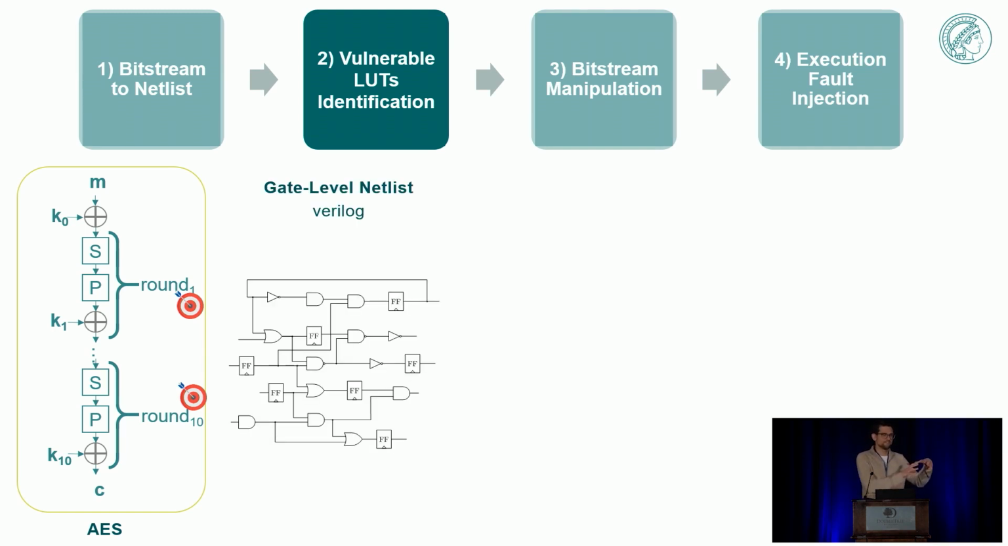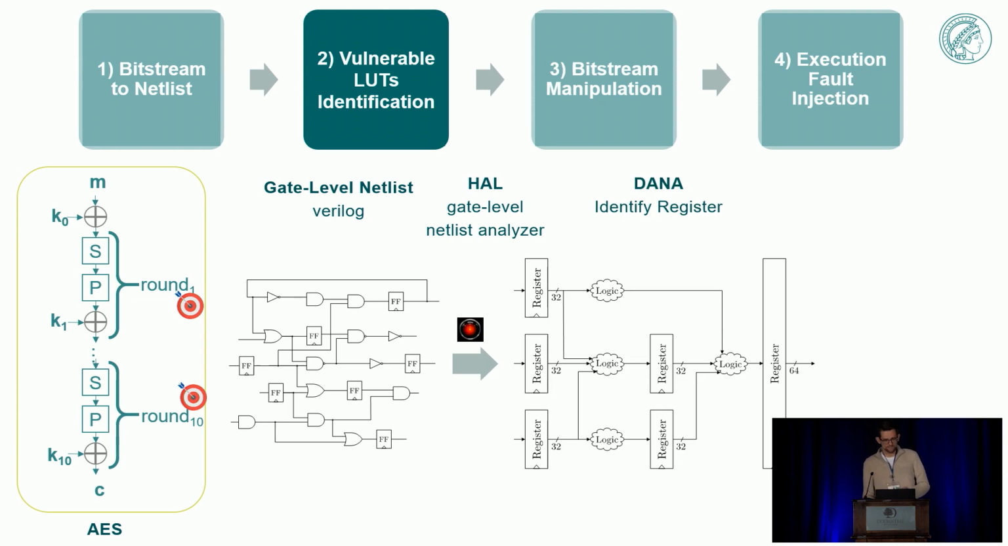So we take the Verilog netlist from the step before and put this into HAL. HAL is a gate-level netlist analyzer. It's an open source software for analyzing netlists and doing all the reverse engineering work. And also there is this algorithm called DANA. And DANA can group all the flip-flops which are in the design and group them to word-level registers.